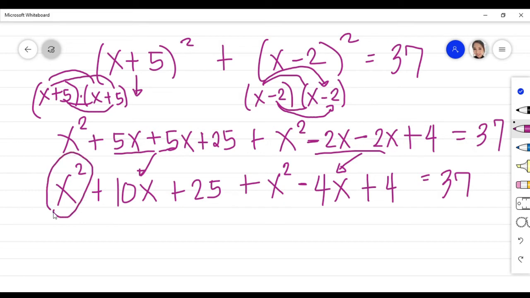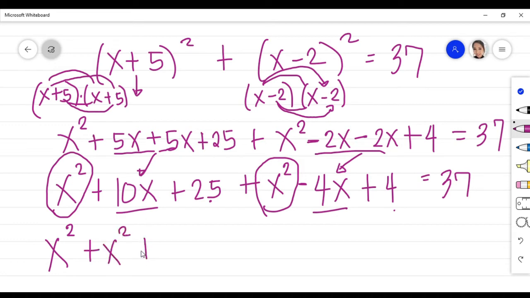X squared is similar with x squared, right? And 10x is similar with negative 4x. 25 is also similar with positive 4. So we can combine them. So we place them beside each other. So x squared, transfer this one here, plus x squared, and then copy 10x. Place negative 4 beside 10x, so negative 4x, and then copy plus 25. Then place 4 beside 25.